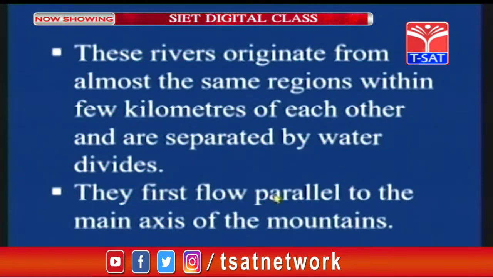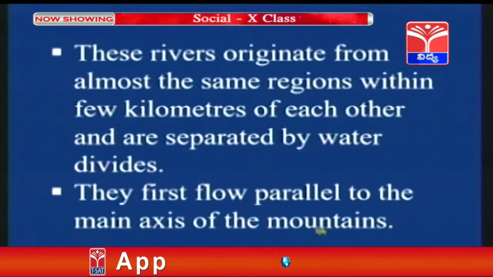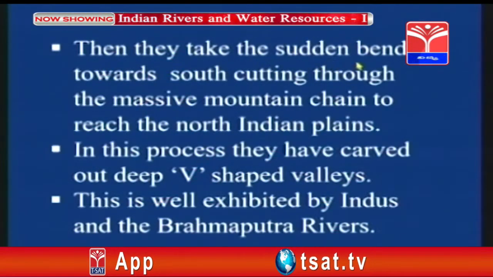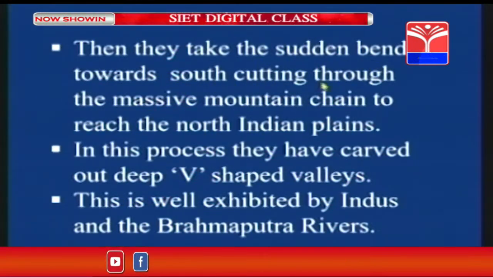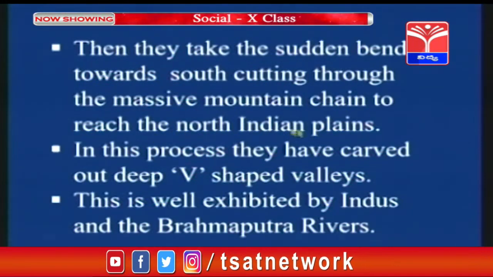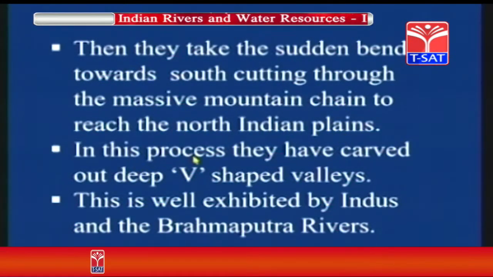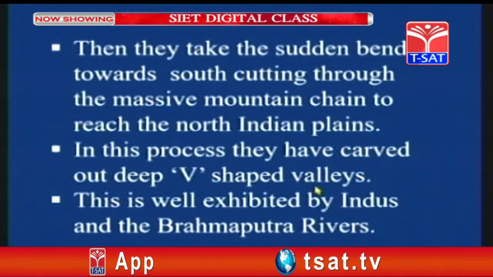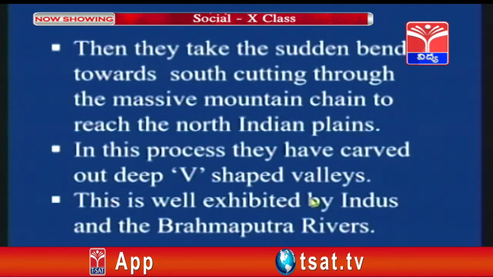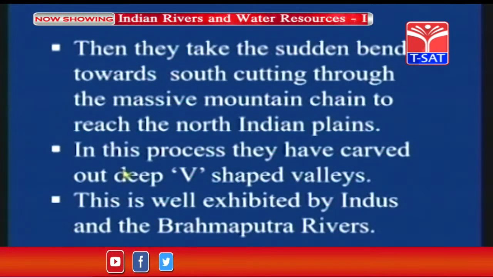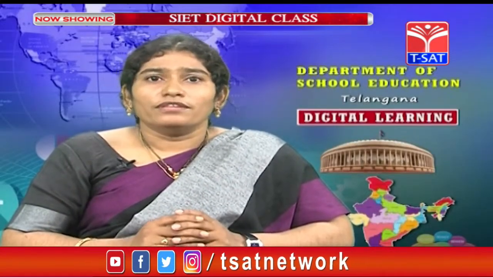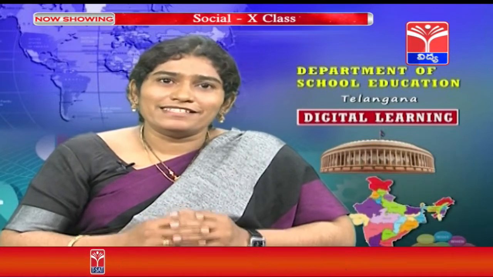They first flow parallel to the main axis of the mountains. Then they take a sudden bend towards the south, cutting through the massive mountain chain to reach the North Indian plains. In this process, they have carved out deep V-shaped valleys. This is well exhibited by River Indus and River Brahmaputra. Now, let us study the flow of the River Indus and also its tributaries.